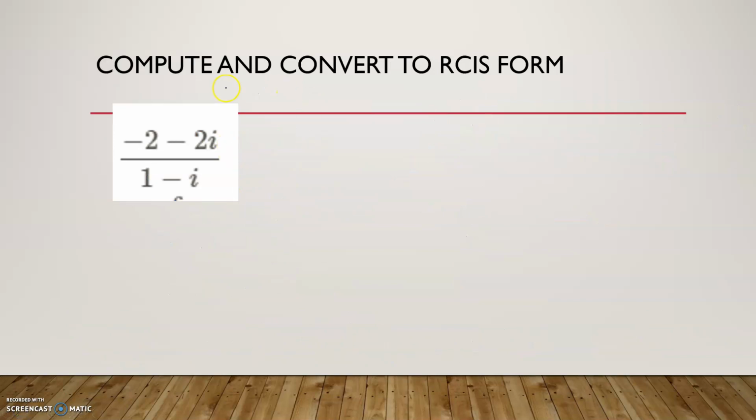All right, the next one says compute and convert to RCIS form. So first we have -2 minus 2i divided by 1 minus 2i. So I have to simplify this, and I have to simplify this by multiplying by the conjugate. So let's do that. I'm going to multiply by 1 plus i. So this is a little bit from memory now.